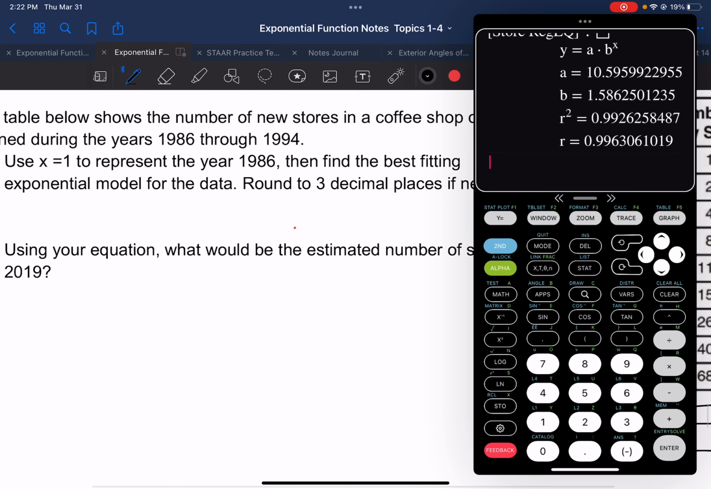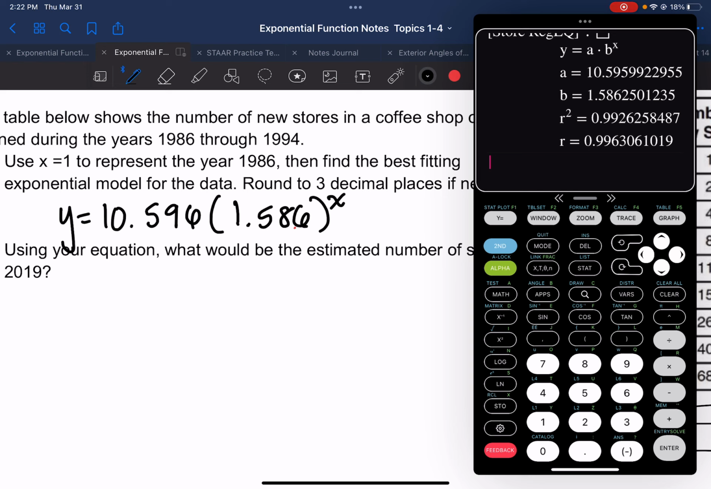So we have y equals 10.596, right? Because I'm rounding up that 5. Parentheses 1.586, close that, to the power of x. Bam. All right, now that I have this, I have my model.